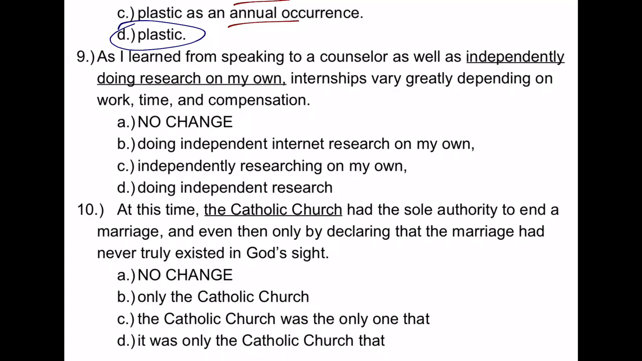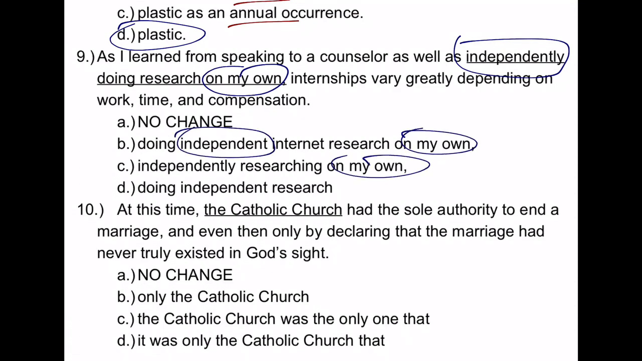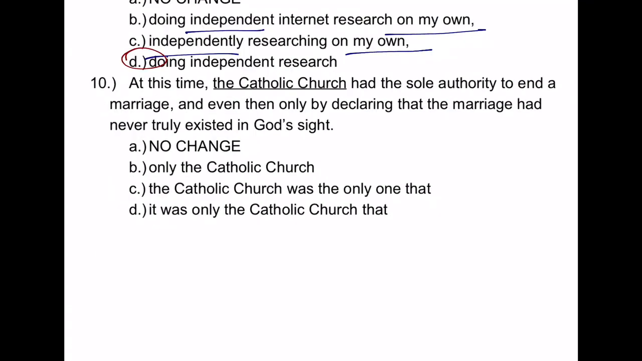And number nine, we see independently, on my own, independent, on my own, independently are all redundant. D was the best choice.